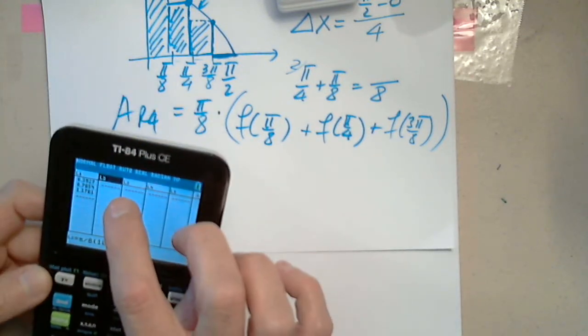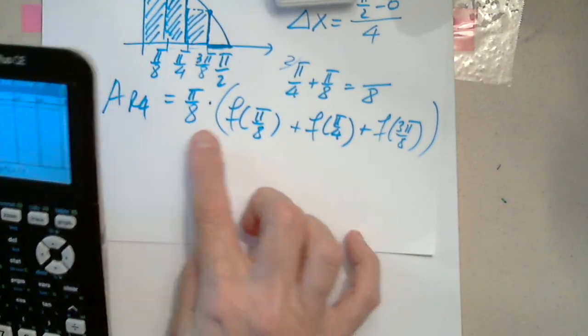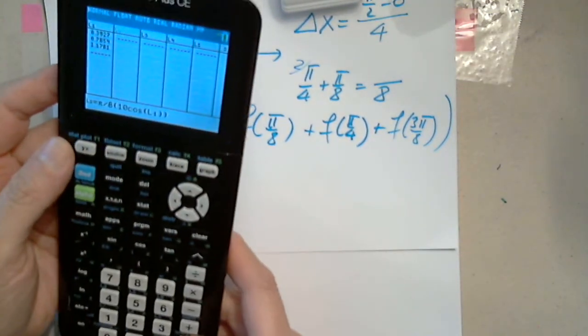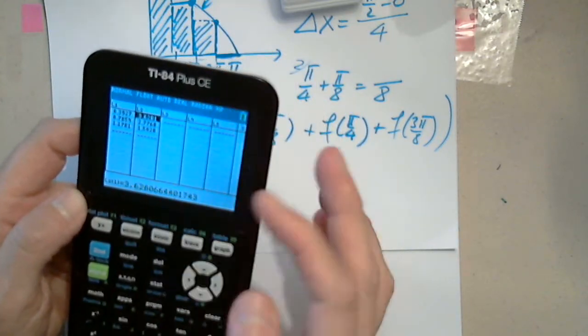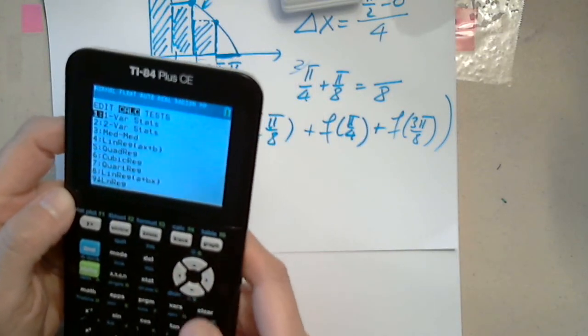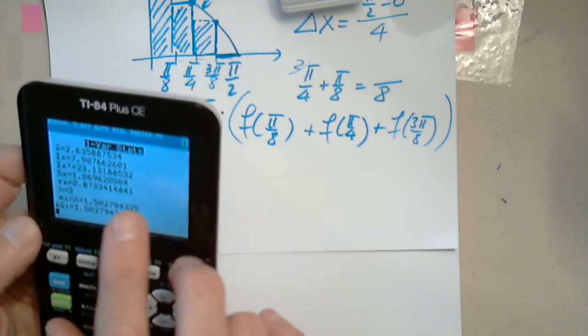This times this will be here. This times this will be the second entry in L2. And this times this will be the third entry in L2. All I want now is this sum. And I can go to stats and calculate. And I want list L2. And it will give us the sum.